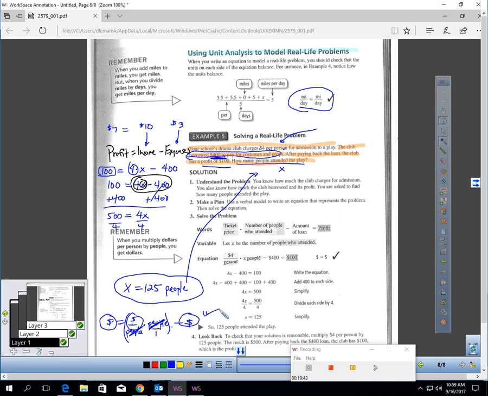My units match. That's what they mean by unit analysis. Your units, the left units should equal the right units at the end of the problem, or you know you have a mistake in your work.